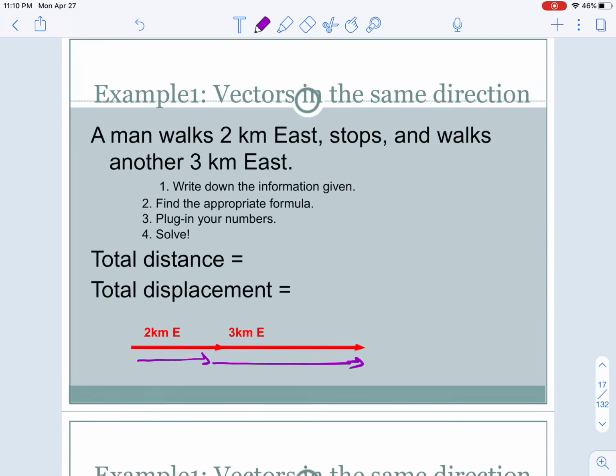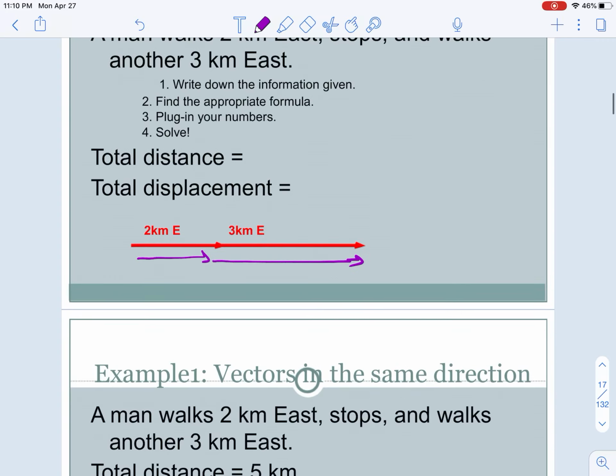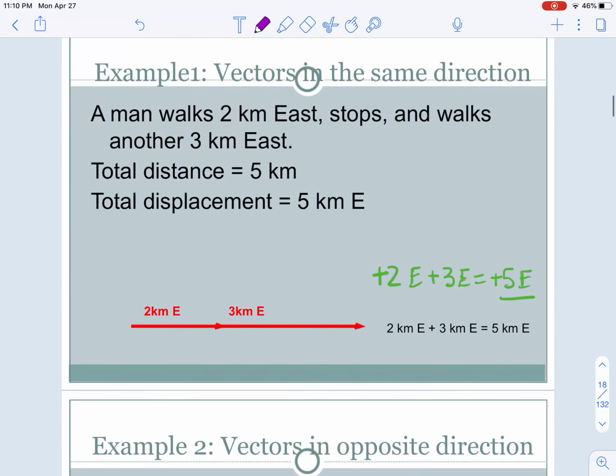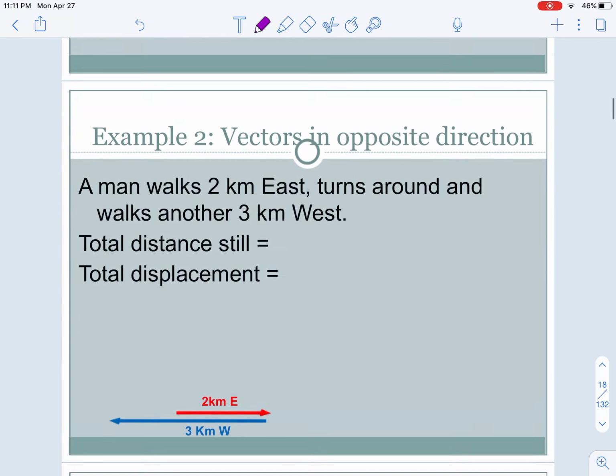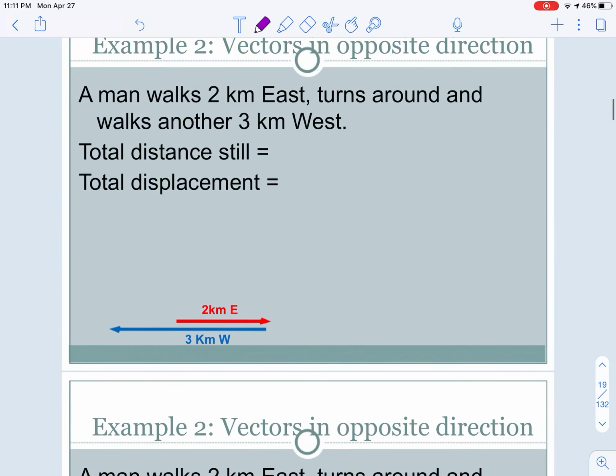A couple of examples. If you are traveling 2 kilometers east, stop and travel 3 more kilometers, you can see how that would equal positive 2 east and positive 3 east would be 5 kilometers in total. Going east makes sense.